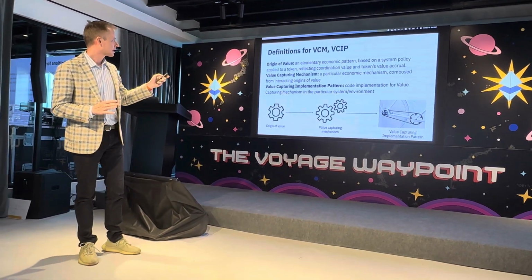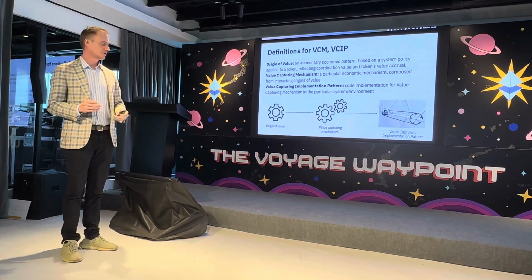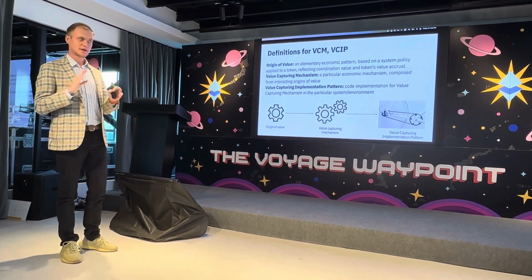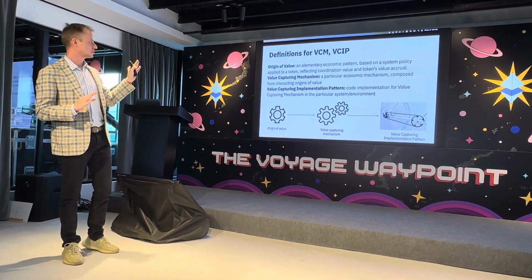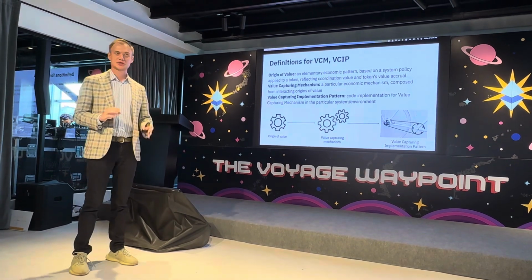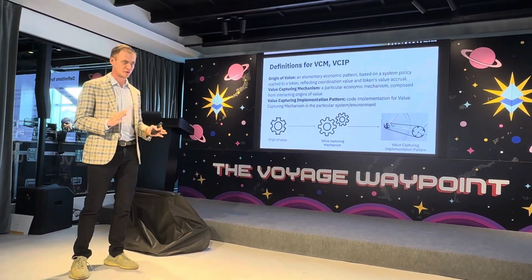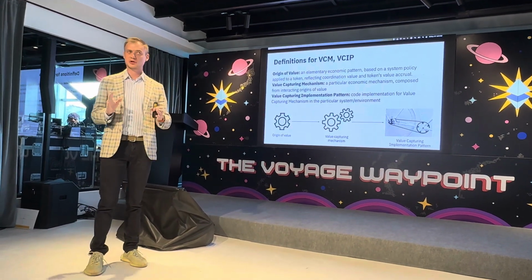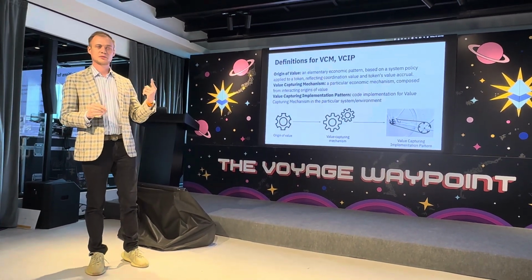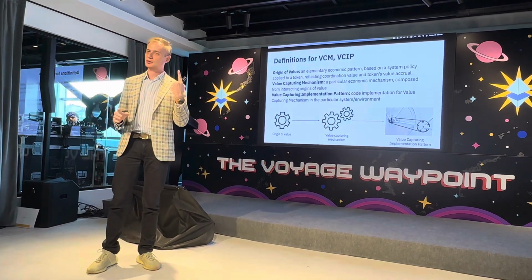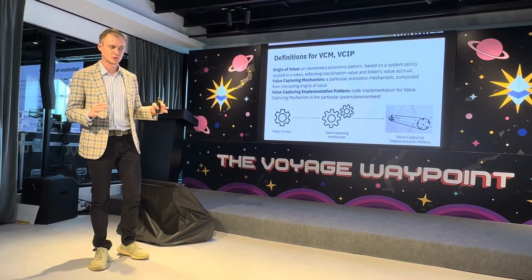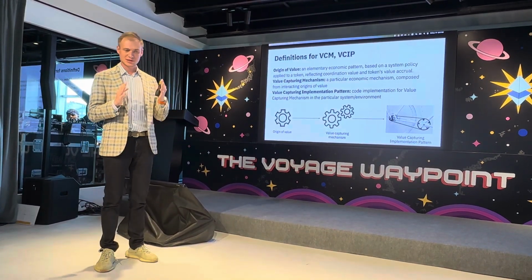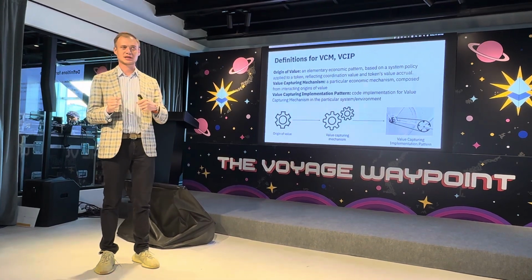So here are definitions for the three main things in the theory. The first is the origin of value, an elementary economic pattern based on the system policy applied to a token. It reflects coordination. For example, you have a token, and one token is 1 vote, so the only rule in the network is that one token is 1 vote and you can just set anything you want. What does it mean? It means that this policy applied to a token provides the governance layer, right?